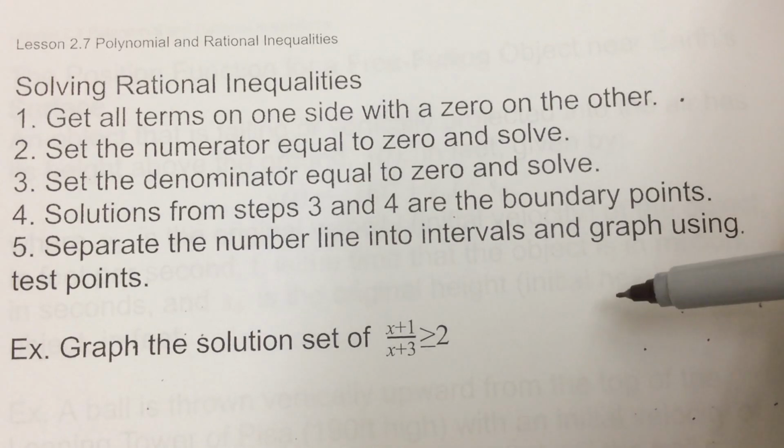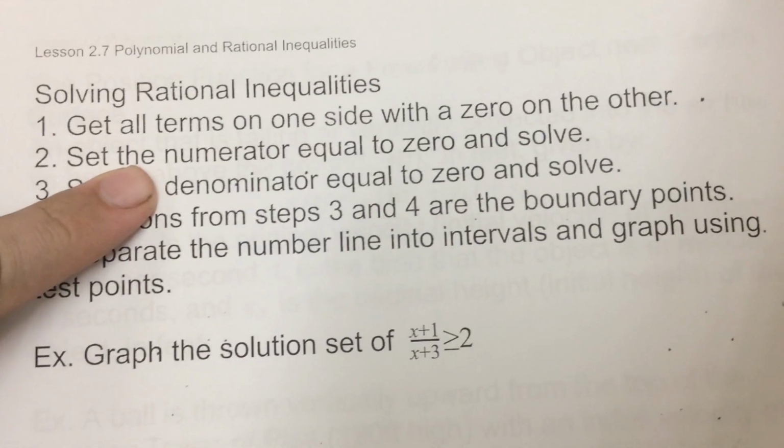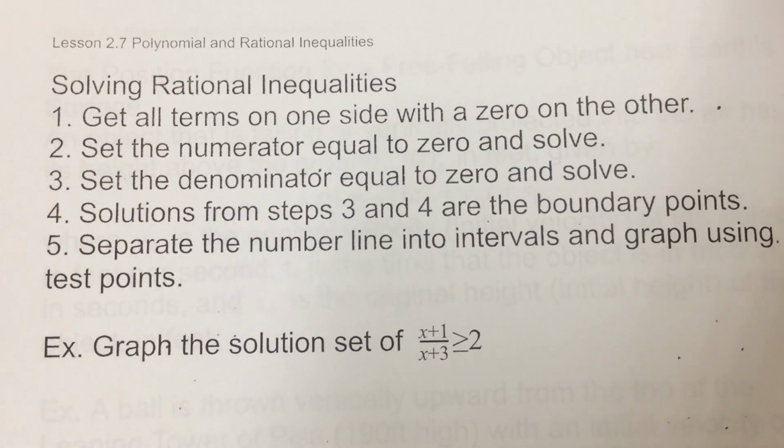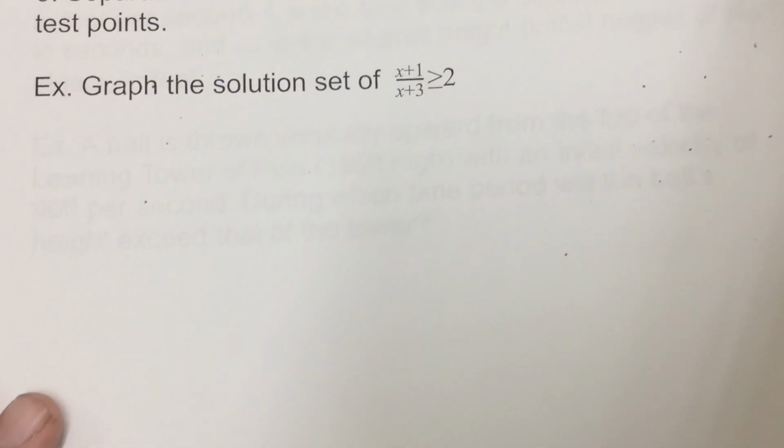Separate the intervals, which again should still be from negative infinity to infinity, because by setting the bottom equal to 0 and solving, we're finding what x equals. And so those are going to be boundary points. So that'll take care of that. So let's do this one.